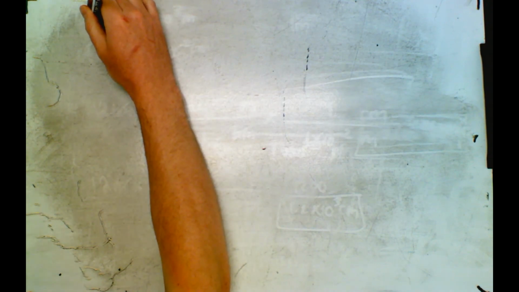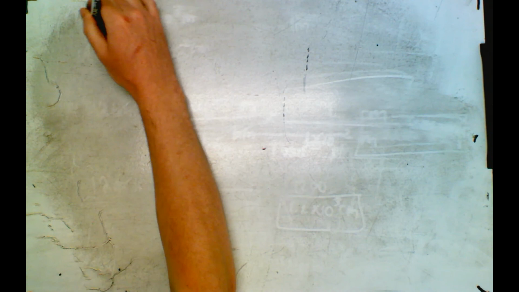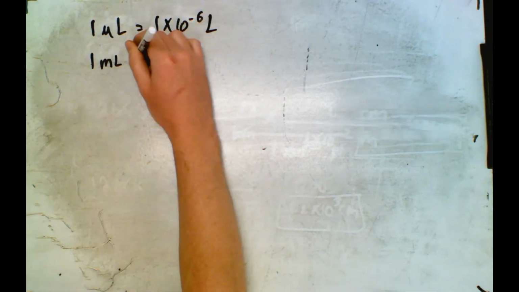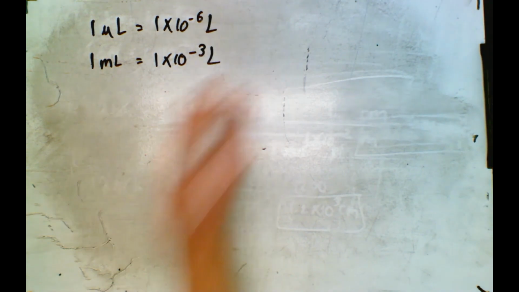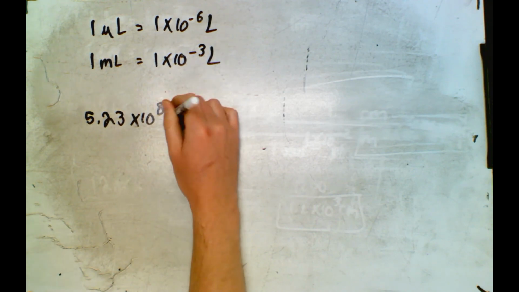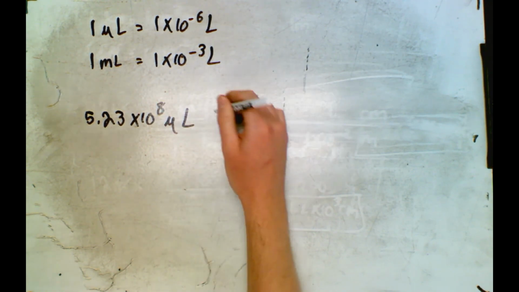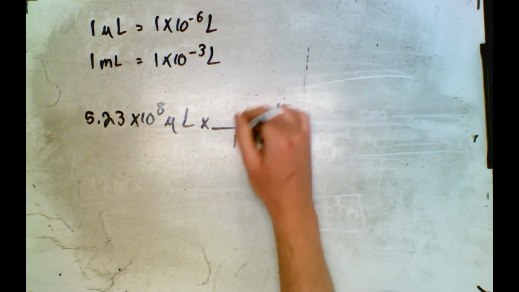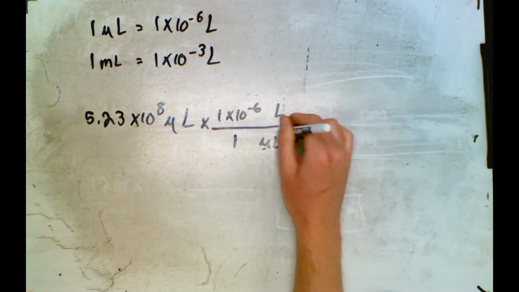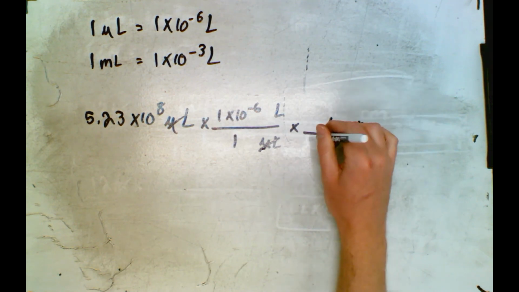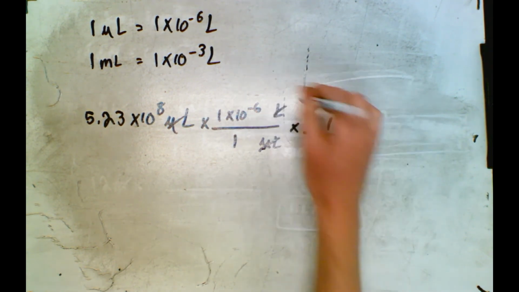is, so I have microliters, so 1 microliter equals 1 times 10 to the negative 6 liters, and then 1 milliliter equals 1 times 10 to the negative 3 liters. We start off with 5.23 times 10 to the 8 microliters, times sign line. We want microliters on the bottom, liters on top. 1 microliter equals 1 times 10 to the negative 6 liters. And then we want liters on the bottom, milliliters on top. 1 milliliter equals 1 times 10 to the negative 3 liters.